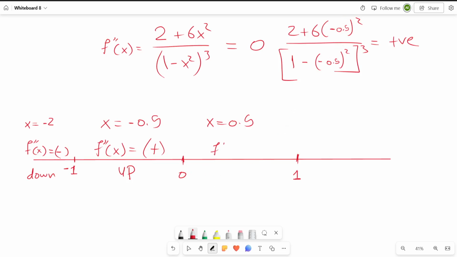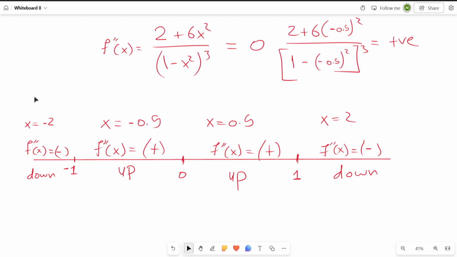So f double dash of x over here is also positive, which means that this is concave up. And over here, we take x equals 2. It's going to be the same exact answer as x equals minus 2 because this bracket is squared and this is also squared. So it's going to give the same answer if it's 2 or minus 2. So f double dash of x is going to be minus. So over here, we will have a concave down part of the graph.